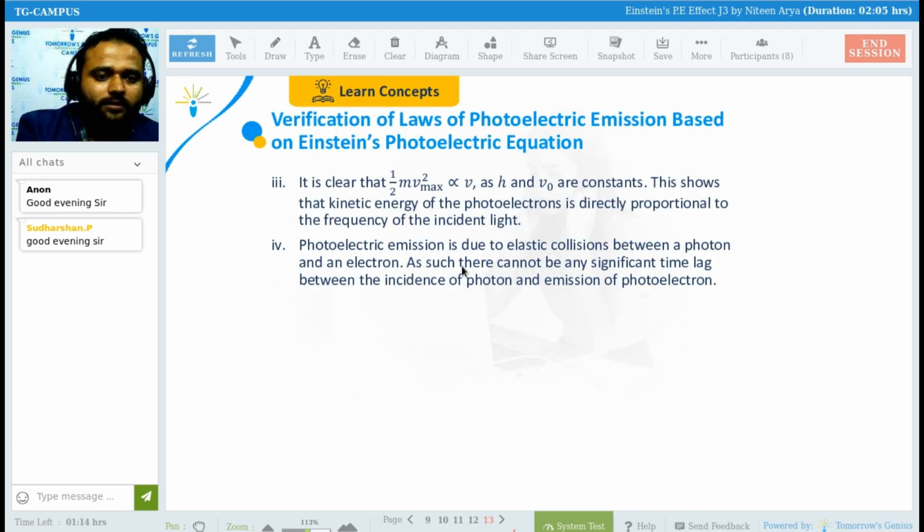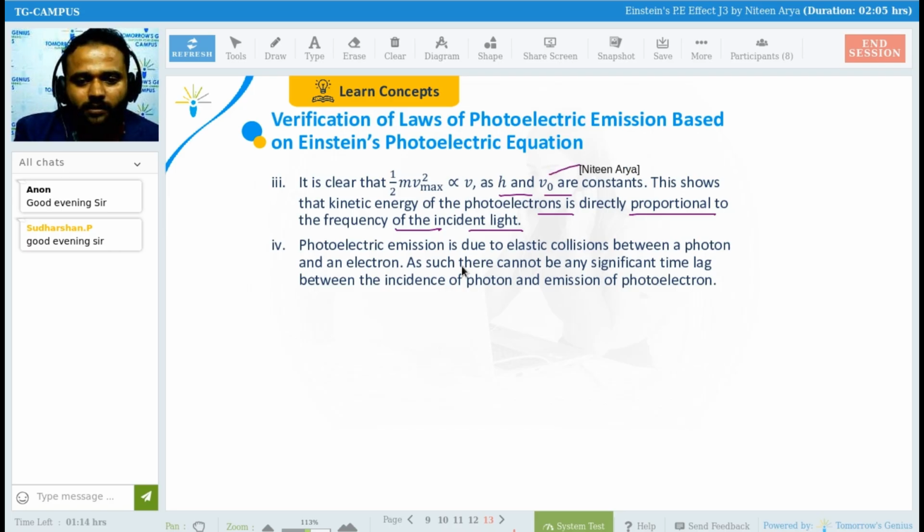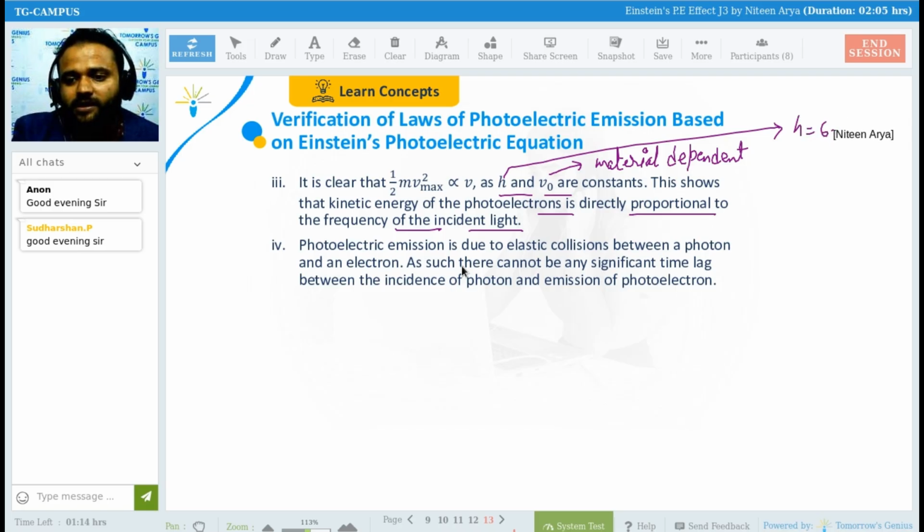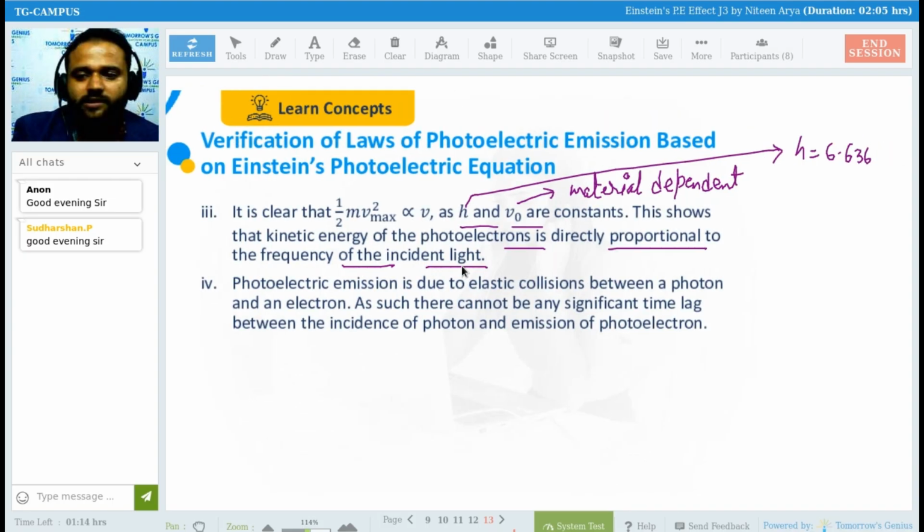Moving ahead, it is clear that half mv square is directly proportional to nu, and h and nu naught are constants. This shows that the kinetic energy of the photoelectrons is directly proportional to the frequency of incident radiation. Because this is material dependent, it does not have any particular relation to the incident radiation, either intensity or frequency. Okay, so that is material dependent, and that thing is the Planck constant. We already took it as a constant, 6.626 into 10 to the power minus 34 joule second.